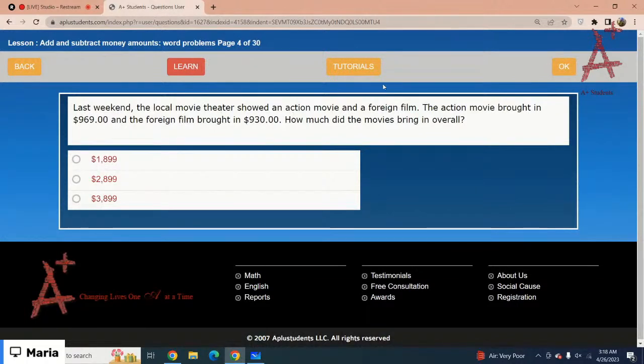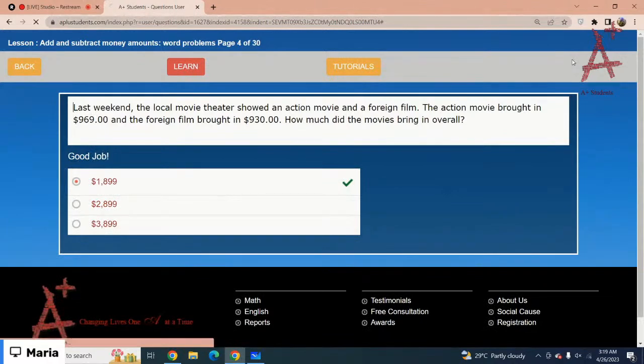Last weekend, the local movie theater showed an action movie and a foreign film. The action movie brought in $969 and the foreign film brought in $930. How much did the movies bring in overall? You have to calculate the total amount. Got it? So which one is the correct option? When you add them, it makes 1,899. The correct option is option number 1. You can check by adding. Got it? It would be 1,899. You have to add both the amounts.